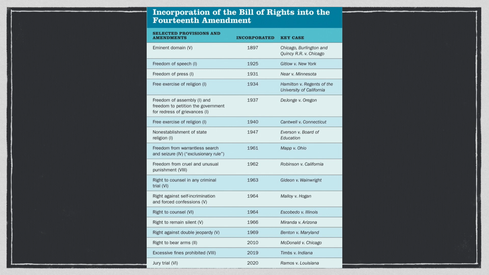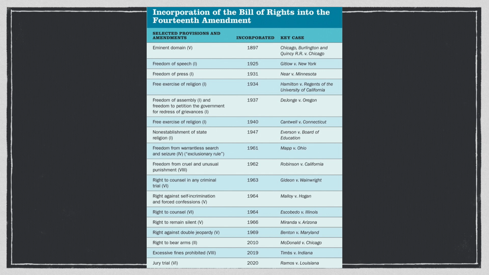However, in 1868, with the ratification of the 14th Amendment, states, no state shall make or enforce any law which shall abridge the privileges or immunities of citizens of the United States, nor shall any state deprive any person of life, liberty, or property without due process of law, nor deny any person within its jurisdiction the equal protection of the law. So now with the 14th Amendment, that sounds like it should now apply also to the states.